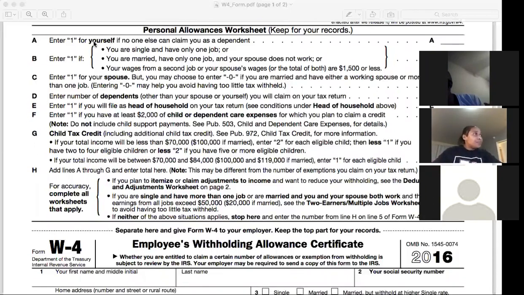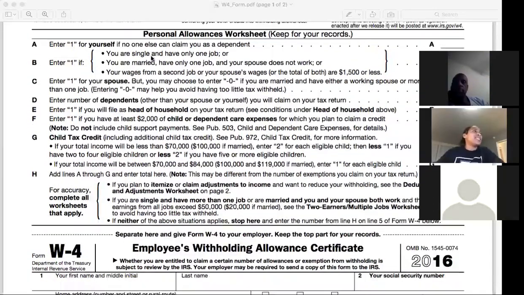So page 1, so we've got the first section that says personal allowance worksheet, right? You've got A. This is easy. Remember, every time we go through a question, just ask yourself, is this me? Okay, so enter 1 for yourself if no one else can claim you as dependent. So if you're over 18 and no one else is claiming you on their taxes, you should have a 1. So every single person should have a 1. Every grown adult should have a 1 on line A. Okay, so it amazes me that some people have a 0 on this form when just A alone, you should have at least 1.